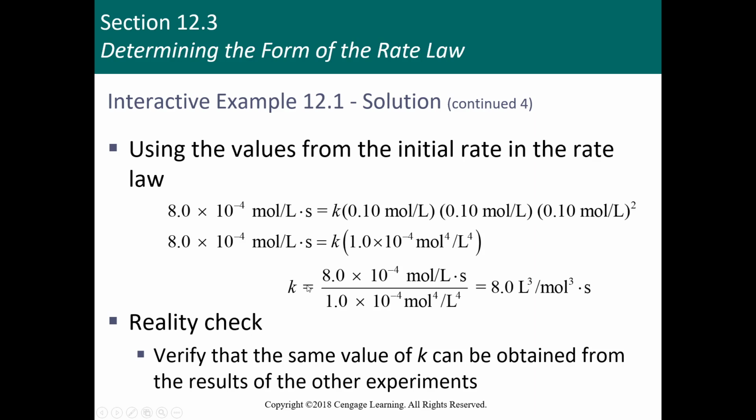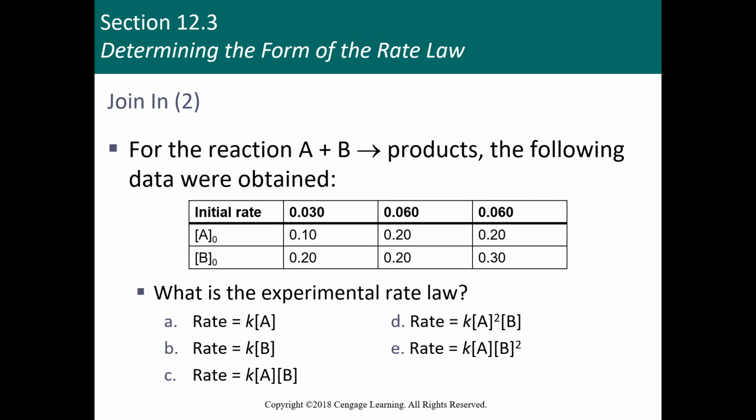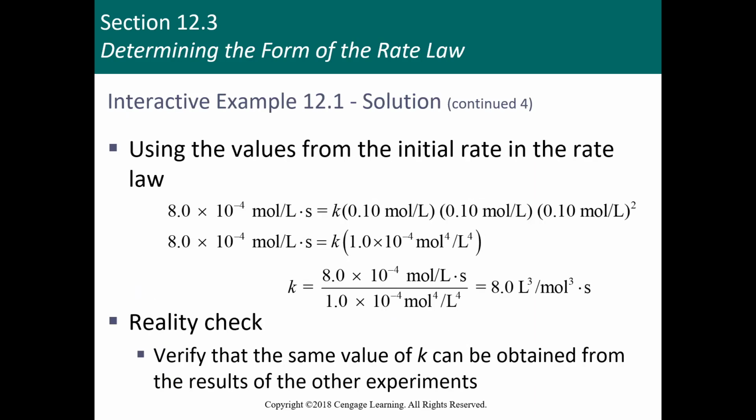Oh, let's do a reality check. Every good problem solving in science should always have a little bit of a reality check. So let's verify the same value of k can be obtained from the results of other experiments. What we should do is plug in the concentrations times that k value we come up with, and get these rates for the other runs. And if you do that, you should find out that yes, this value of k is correct. It will get you those rates.